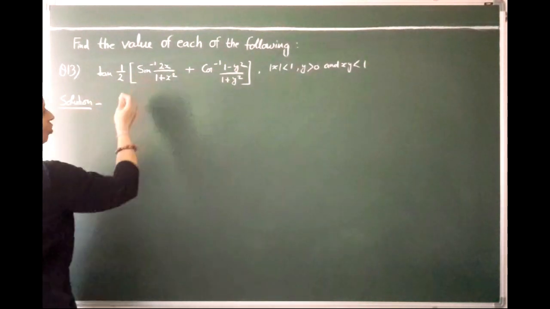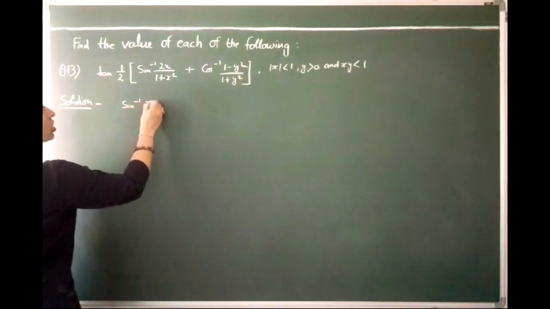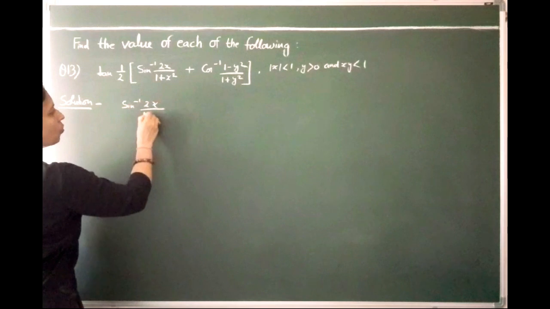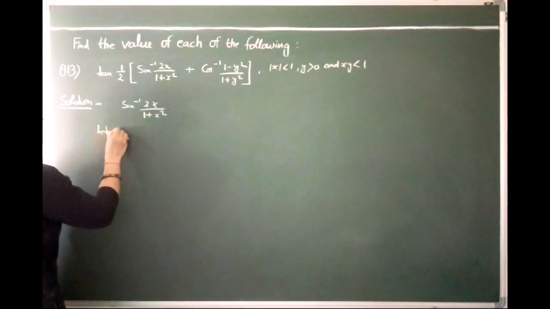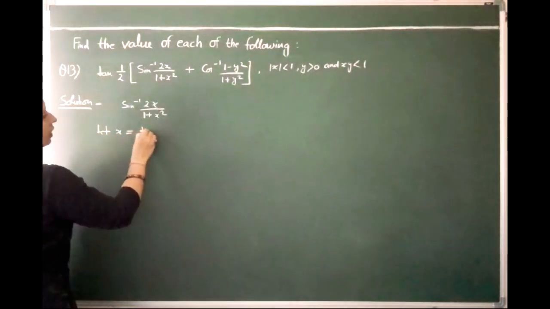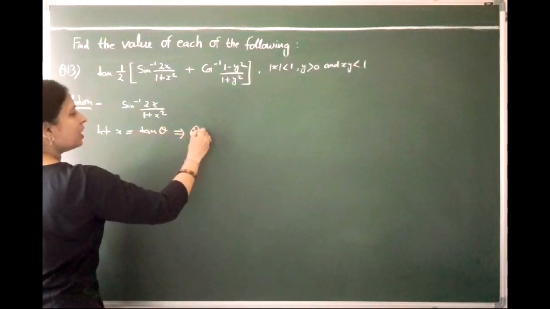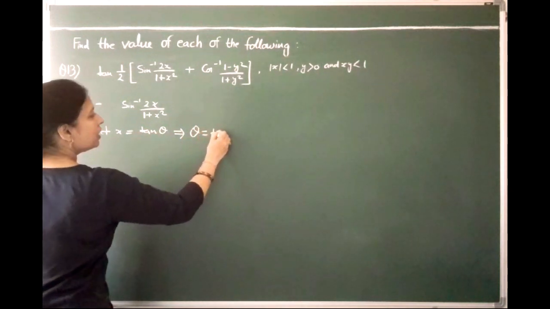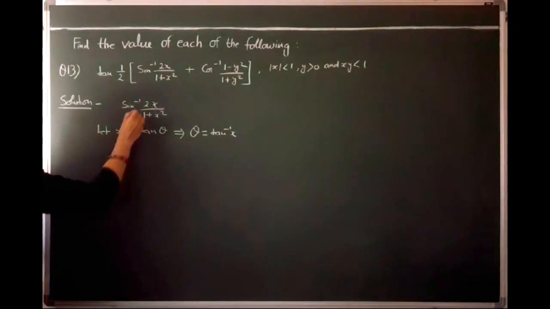सबसे पहले हम इसकी वैल्यू फाइंड आउट करेंगे कैसे आता है. So right here sin inverse 2x by 1 plus x square. So let here x is equal to tan theta. Then what will be theta? Theta will be tan inverse x. Now put this value here.